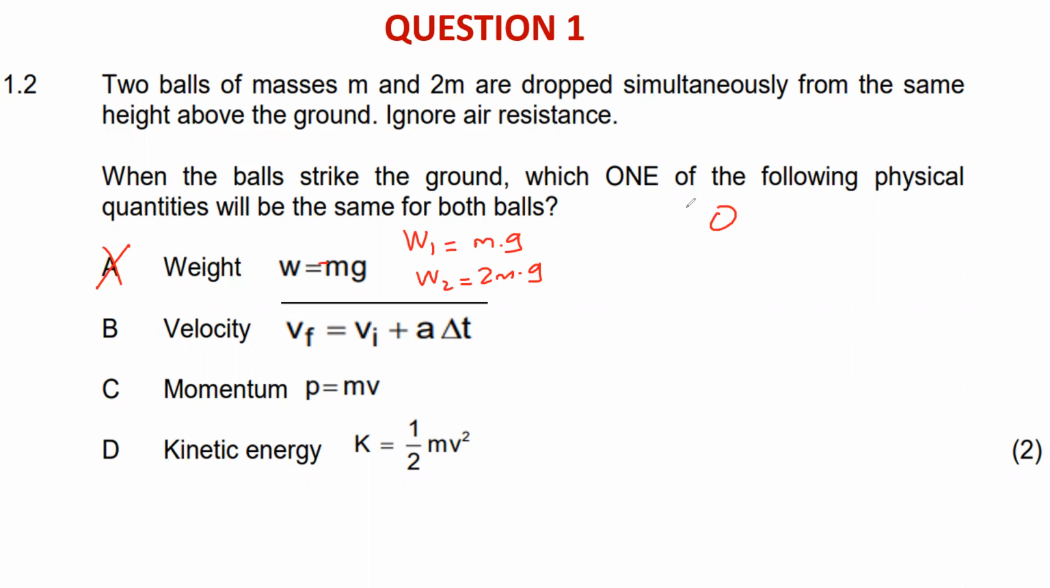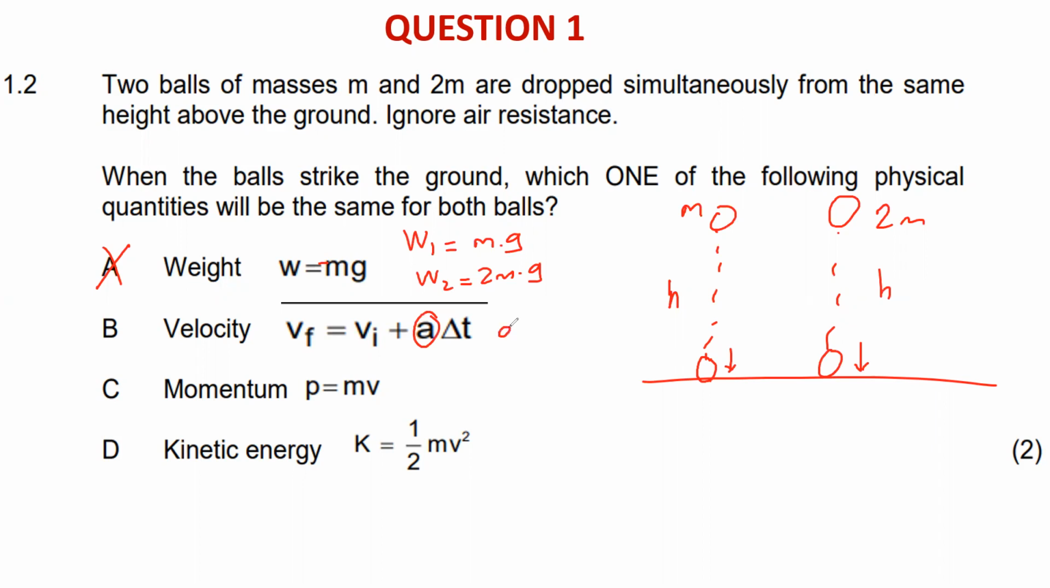You have 2 objects with m and 2m, from the same height, let's say h for each, going to the ground, and we are looking for when they touch the ground, which quantity is the same. Velocity, as you see, depends on acceleration. For now, you can say g times delta t because it's going down, so that is the formula. It depends on gravitational acceleration, which is constant for Earth, and then time. As you see, you never see mass here. So velocity is okay, maybe that one.